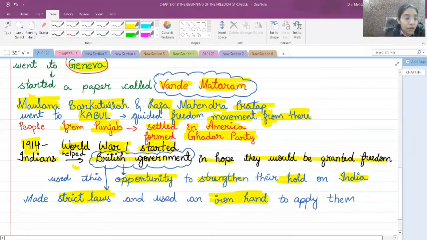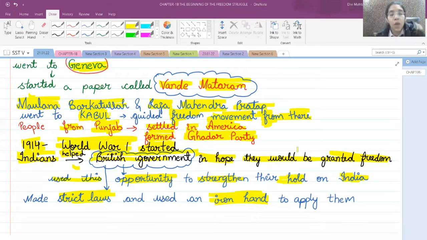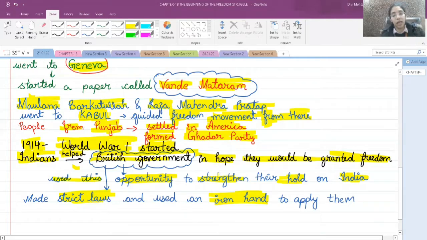So what happened in 1914? World War I started. The Indians helped the British government in the hope that they would be granted freedom. Why did Indians help the British government? They thought that if we help the British government, they will grant us freedom.